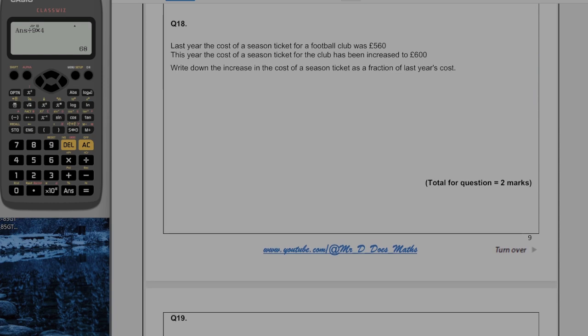Question 18. Last year, the cost of a season ticket for a football club was £560. This year, the cost of the season ticket has increased to £600. Write down the increase in the cost of a season ticket as a fraction of last year's cost. So the increase in cost is going to be the difference in price as a fraction over last year's cost. So that's going to be over 560. So that's going to be 40 over 560.